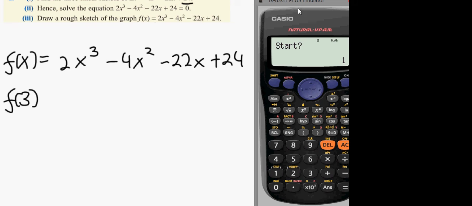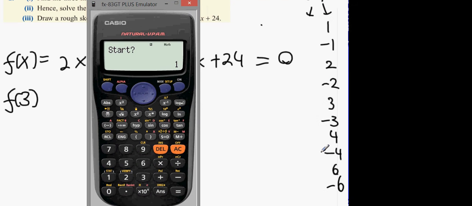Now for my start, I want as many points as I can get. So I'm going to go from -6 up to +6. The reason being is I wanted to test 1 and -1, 2 and -2, 3 and -3, 4 and -4, 6 and -6. So I'm going to go from -6 all the way up to +6. Step 1, because I don't need any halves. Now, when it equals 0, that means I've hit a root.